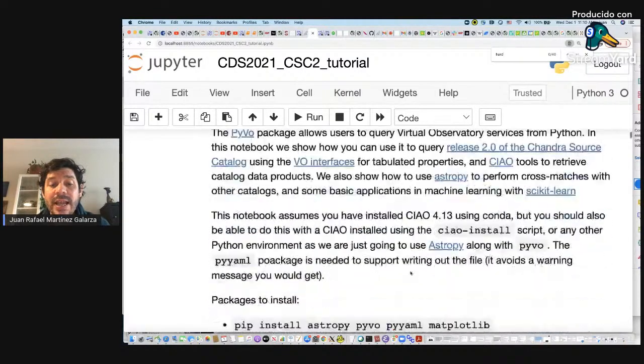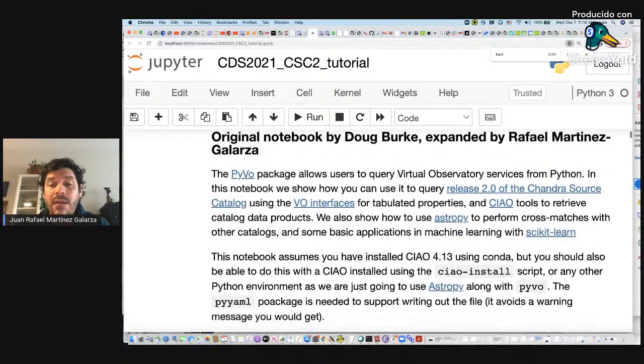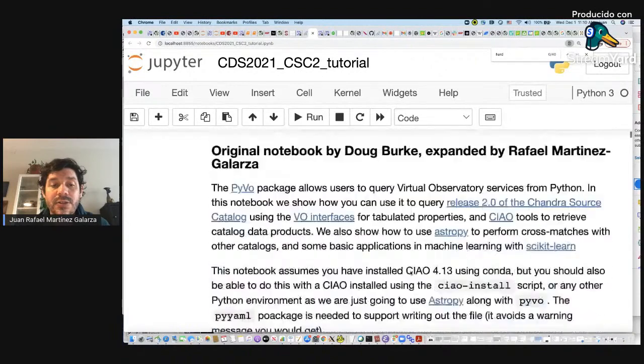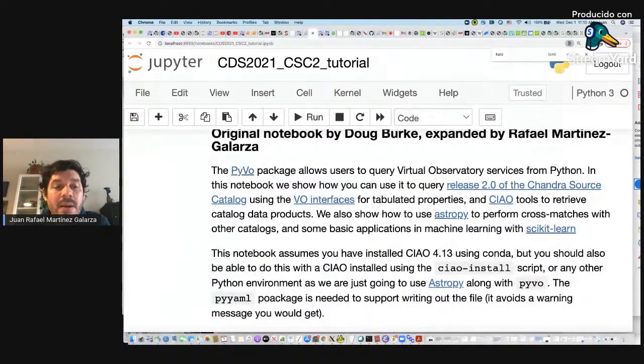So basically, this notebook uses a number of packages that you will need to install. It uses PyVO. PyVO is a tool that allows you to explore astronomical data sets from your Jupyter notebook. Ciao is the tool that we use to analyze Chandra data.